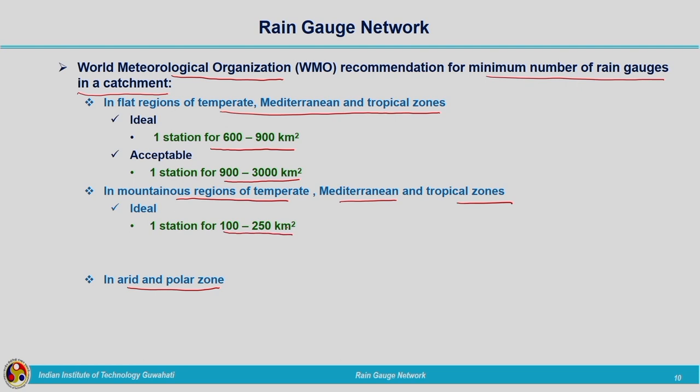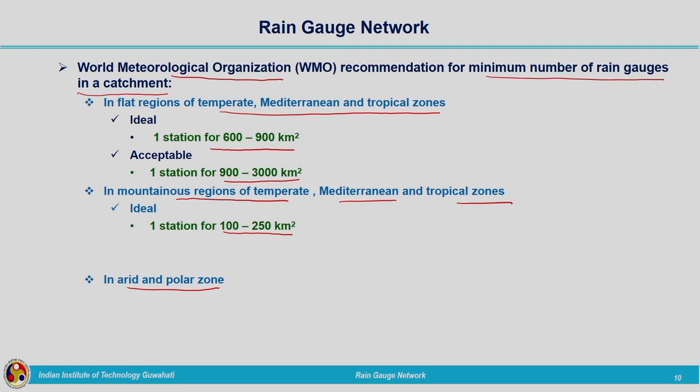We know the type of precipitation itself is changing. Orographic precipitation is present in the hilly mountainous region. Whenever there is an obstruction, the rainfall is due to orographic action. So, in the mountainous region, the recommended value is one station for 100 to 250 square kilometers. Acceptable is one station for 250 to 1000 square kilometers. And in the case of arid and polar zones, one station for 1500 to 10,000 square kilometers.